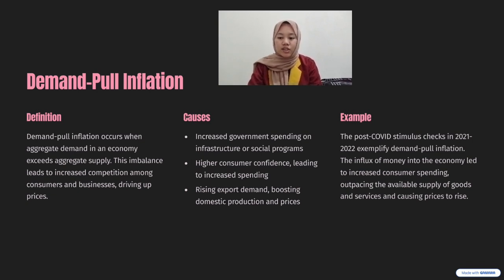Demand-pull inflation. Definition: demand-pull inflation occurs when aggregate demand in an economy exceeds aggregate supply. This imbalance leads to increased competition among consumers and businesses, driving up prices. Causes: 1. Increased government spending on infrastructure or social programs. 2. Higher consumer confidence leading to increased spending. 3. Rising export demand, boosting domestic production and prices.